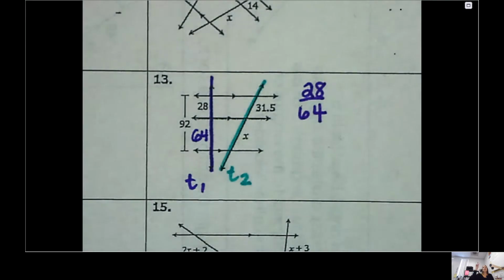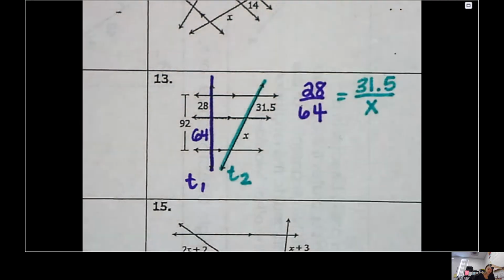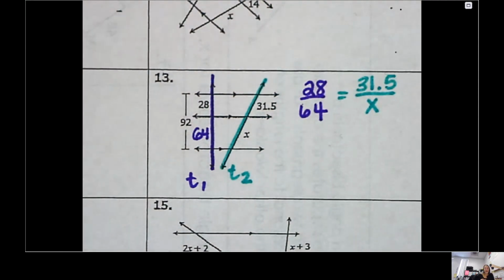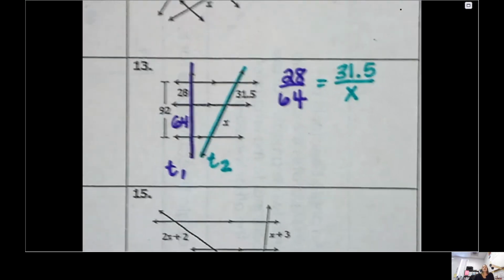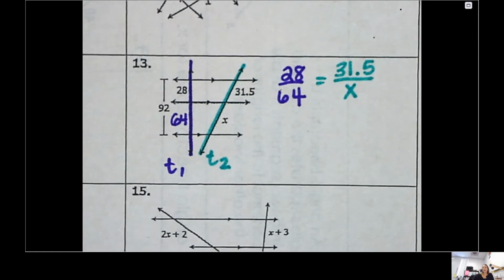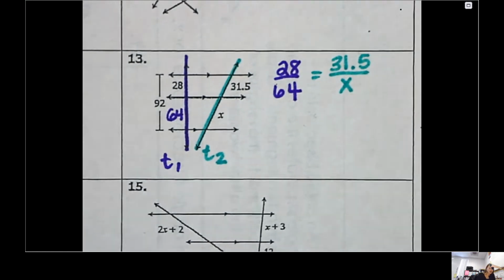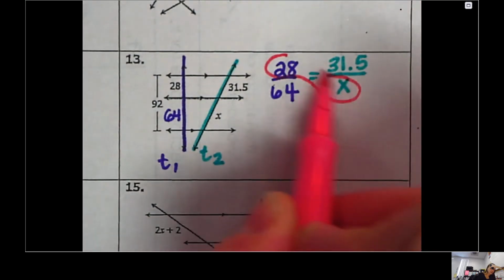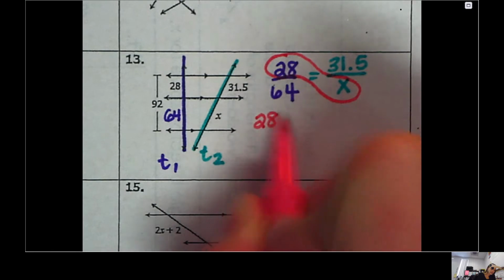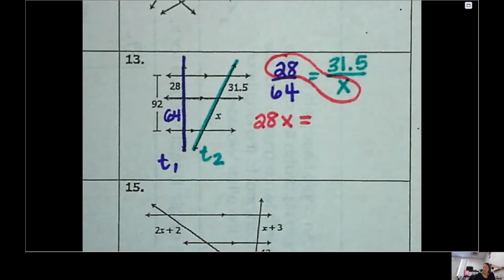Now I have to go in the same order for transversal 2. What would be the same order? 31.5 and 60. Perfect. Okay, now what do we do? Cross multiply. Yeah, so look, the hardest part is just setting up the proportion. After that, it's pretty quick and easy cross multiplication. So 28 times x is 28x. And then 64 times 31.5 is 2016.